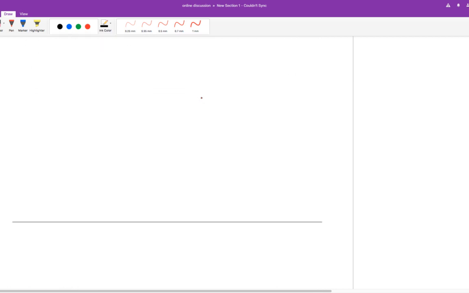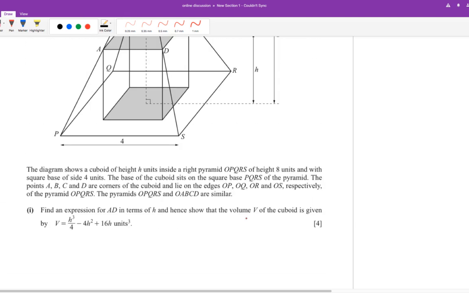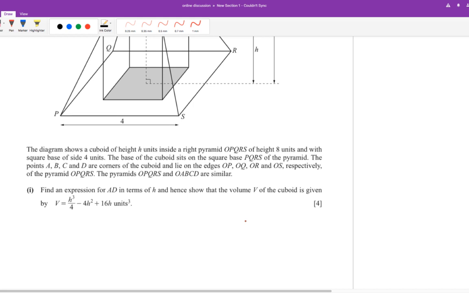This question is actually very similar, and then they ask you to find the value of h when v is maximum, so basically you differentiate. So this question I will only teach you how to find question one. Find the expression of AD in terms of h, and hence show the volume in this one. I'm going to show the part 1. The part 2 is just differentiate. I'm not going to explain again.